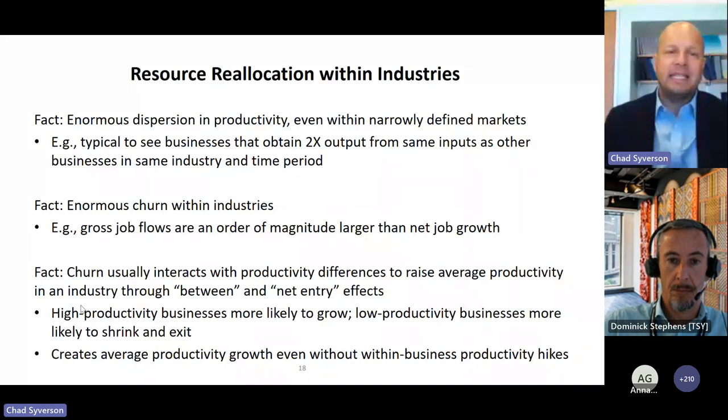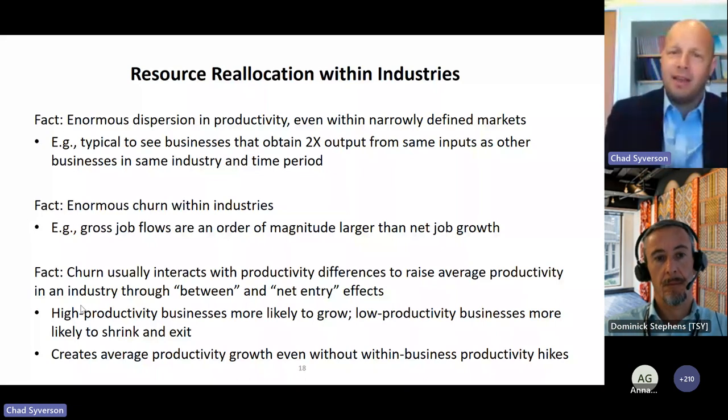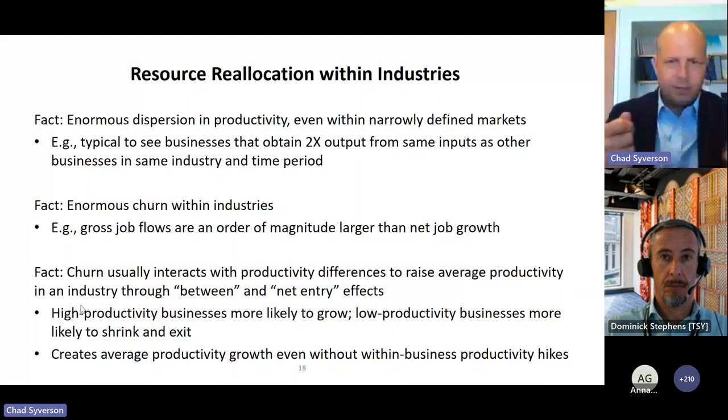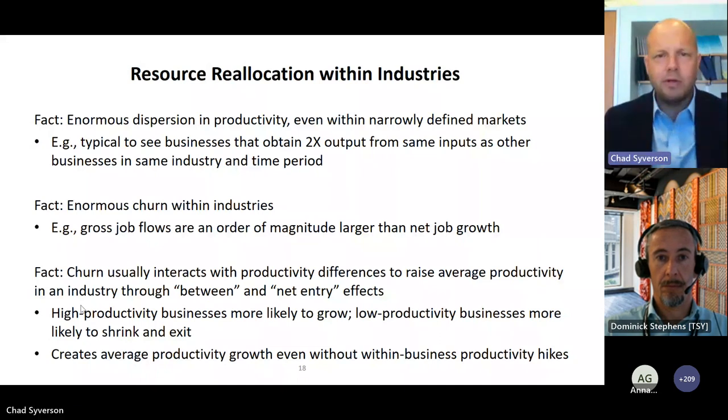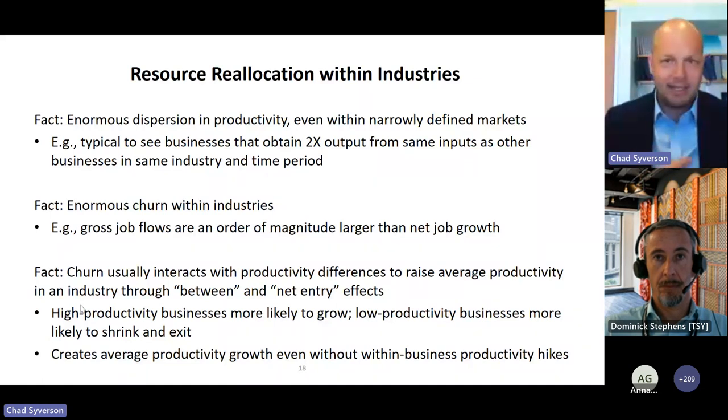Okay? For example, it is typical, not unusual, it is typical to find a business that is getting twice as much output from the same inputs as another business operating in that same market in that same time period. So I give these two businesses the same number of workers, the same amount of capital, like buildings and machinery, and the same amount of intermediate materials, energy, et cetera. One of those producers will get twice as much stuff to sell out of those same inputs as the other. That is the typical situation within a market. Again, that's not the unusual status. Most markets have that size gap. Okay? So that's one fact.